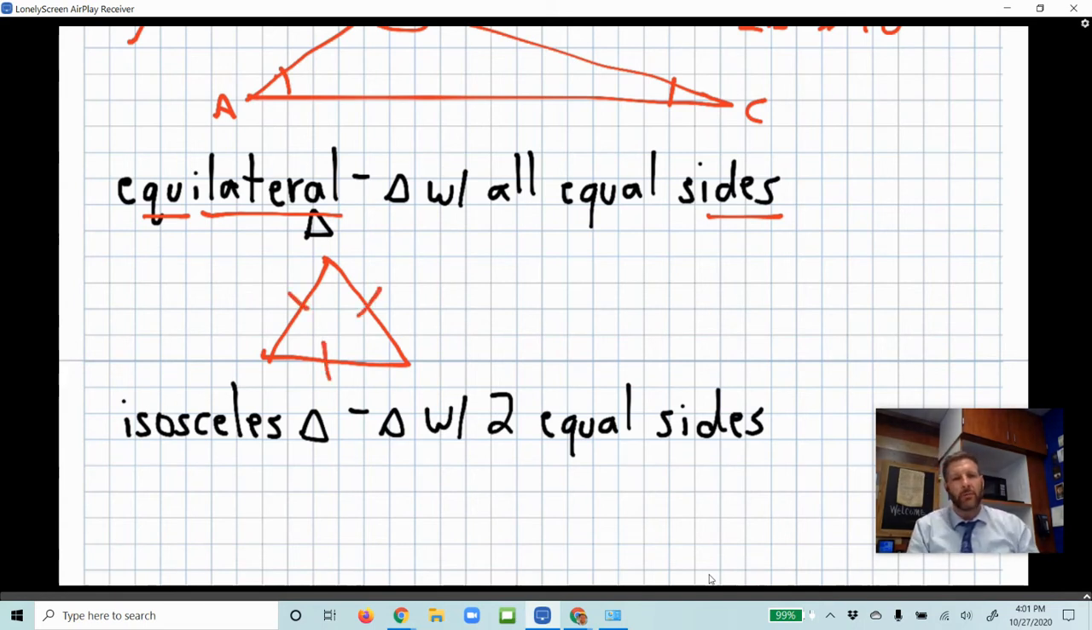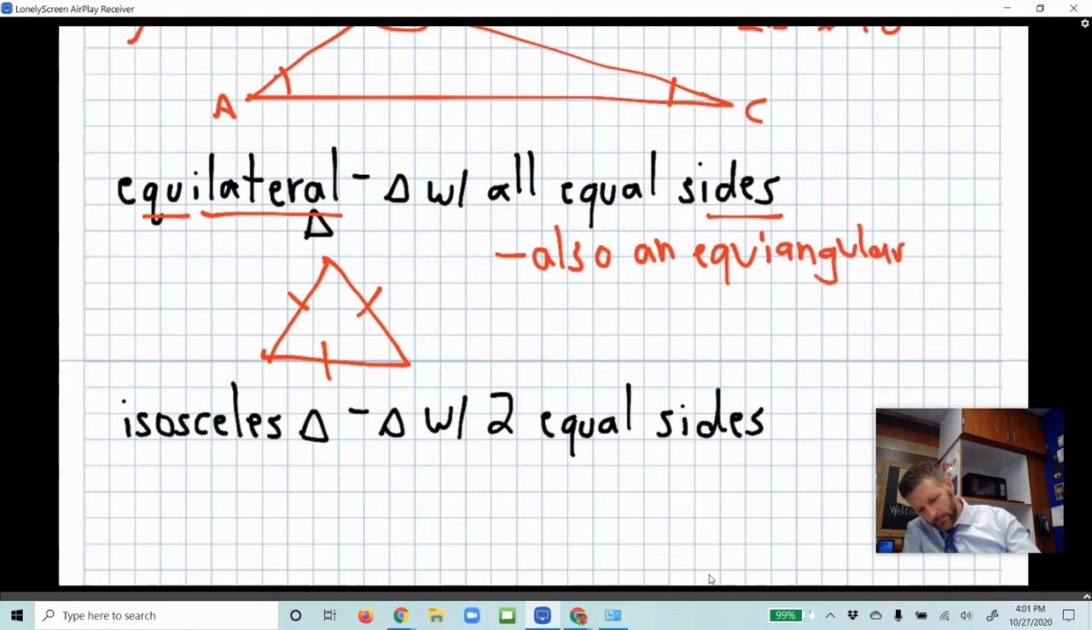And there's no set amount. Those lengths could be anything, but as long as they're all the same, that would be equilateral. But what we want to take note of is that it's also an equiangular triangle. We're going to learn this later, but I'm going to give it away right now. In other words, if you have an equilateral triangle, you also know that all the angles are equal. So another kind of sneaky secret just to confuse you, equiangular triangles and equilateral triangles are the same.